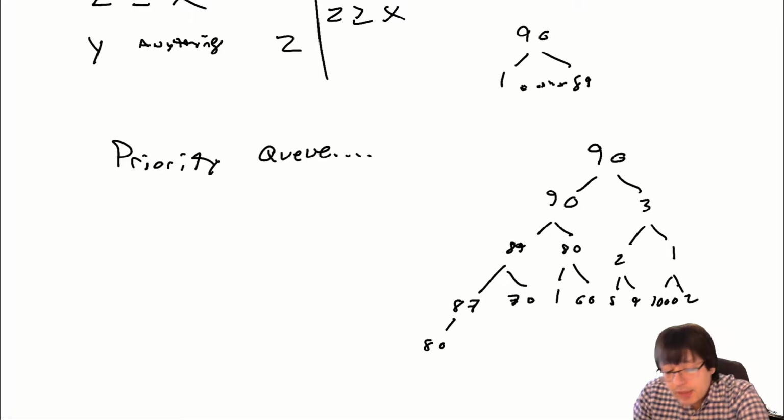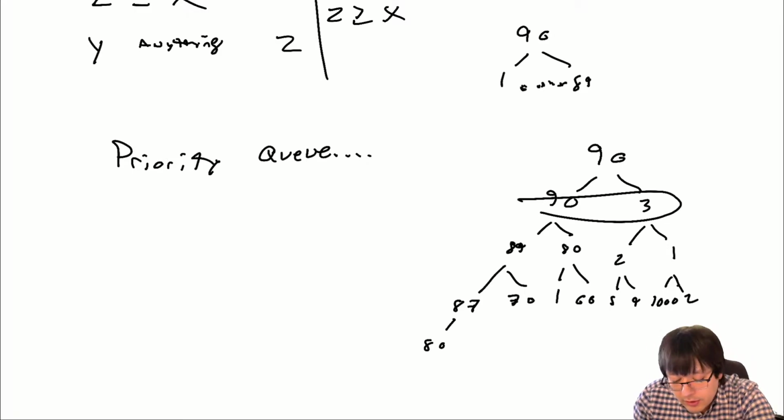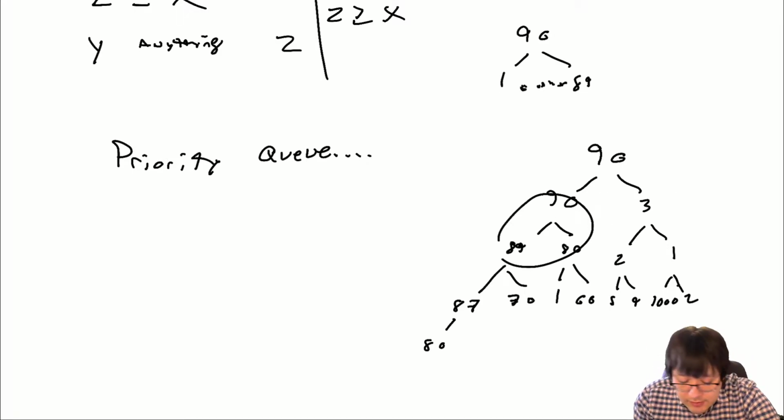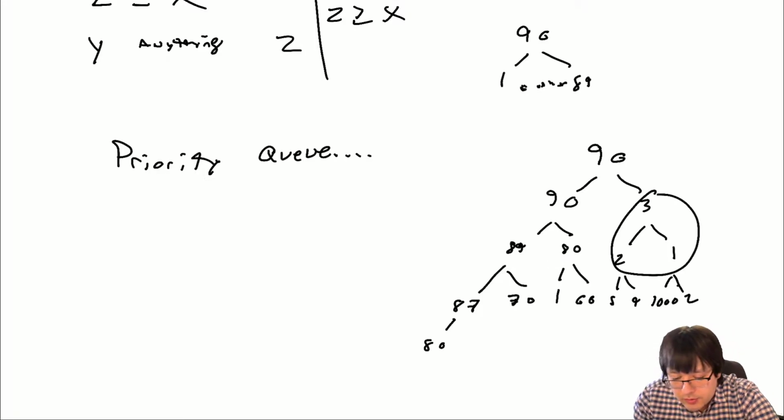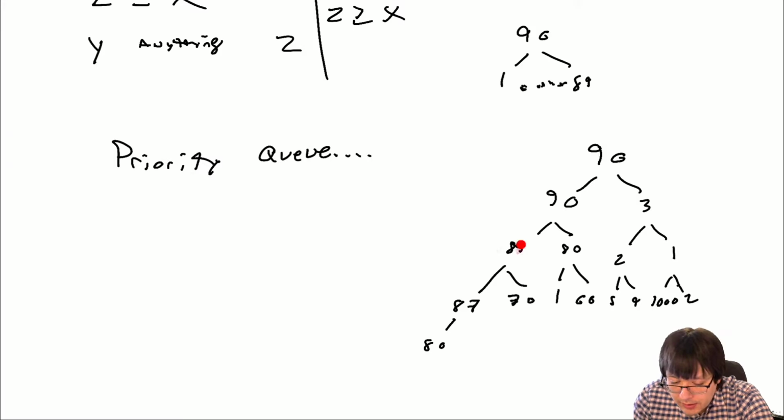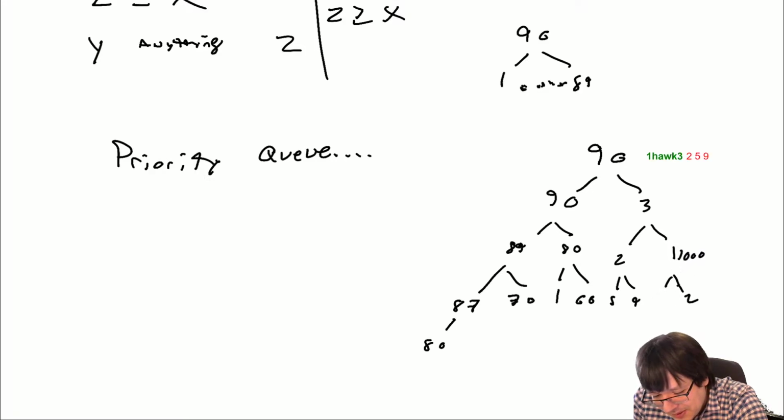Like, 90 is bigger than both of these, or equal to, so that's fine. Here, 90 is bigger than 89 and 80, so that's okay. 3 is bigger than 2 and 1, so that's okay as well. 89 is bigger than 87 and 70, so that's okay. 87 is bigger than 80, so that's also okay. 80 is bigger than 1 and 60, so that's okay. 2 is bigger than 5 and 9, so that's okay. 1 is bigger than 1,000 and 2,000, so that's not okay, actually. So maybe we put that there, and then put the 1 there.